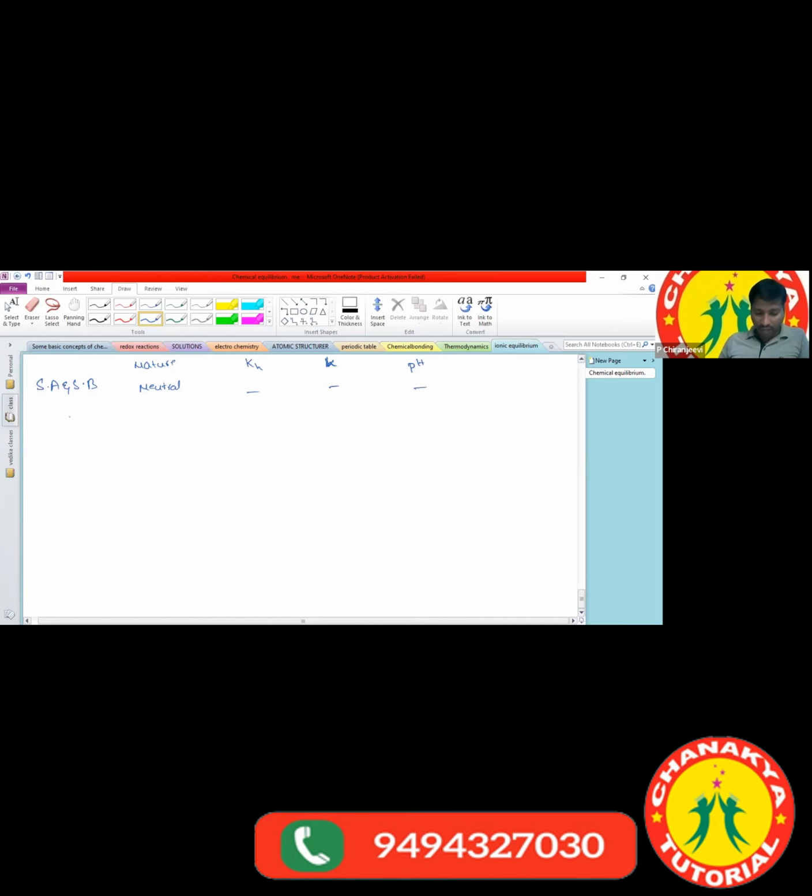Next, if you take a weak acid and a strong base salt, the resulting solution becomes basic. Then what about the Kh? Here Kh is equal to Kw by Ka, the hydrolysis constant. And what is the pH of the resulting solution? The formula here is pH = 7 + 1/2 pKa + 1/2 log C. Based on this formula, we can do some calculations.